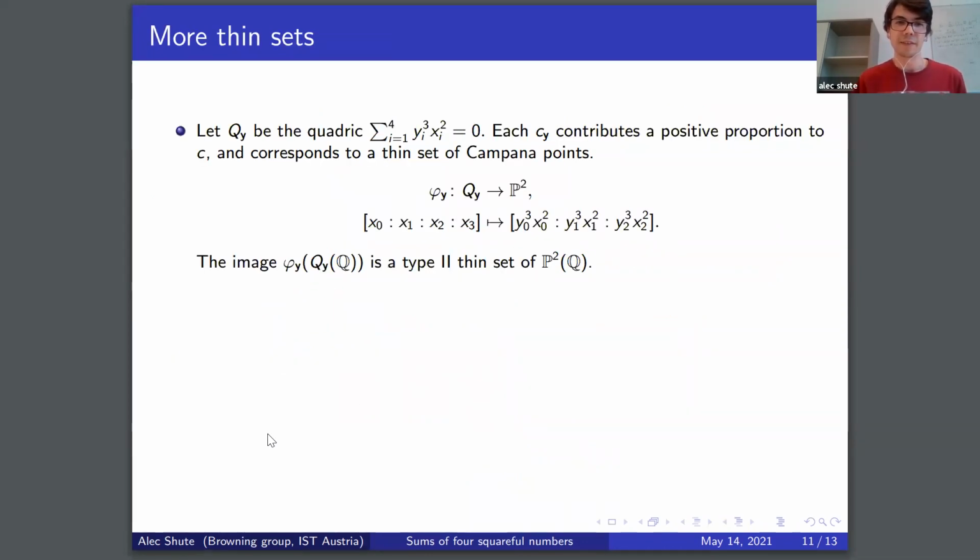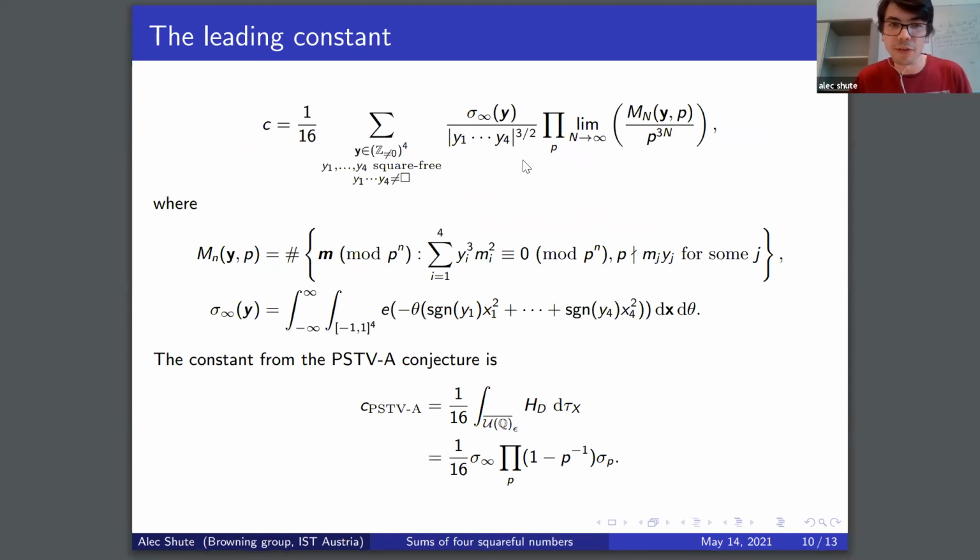And yeah, the answer to that is yes, although it's not very satisfactory for the following reason. The thing is, we have quite a lot of thin sets here. If we take C_y to be the leading constant you get from N_Y(B), which is counting points on this quadric Q_y, then each of these C_y's contributes a positive proportion to the leading constant. And so C_y is basically the summand we had in this expression for C at the top of this slide.